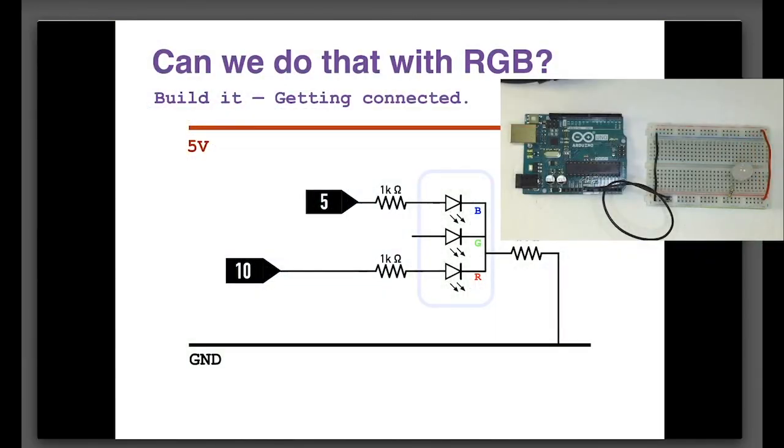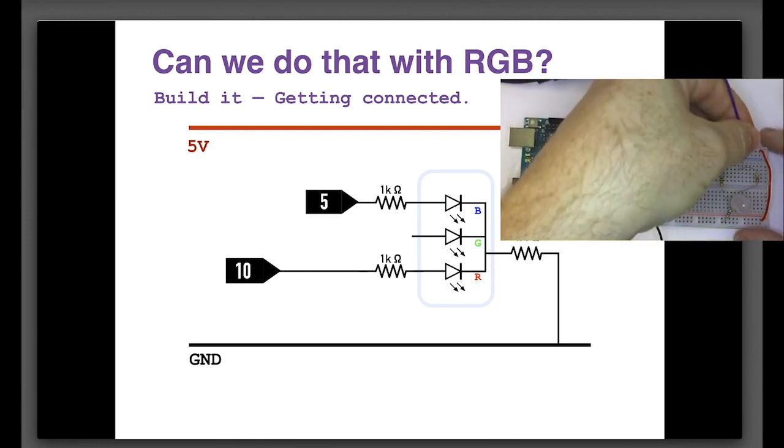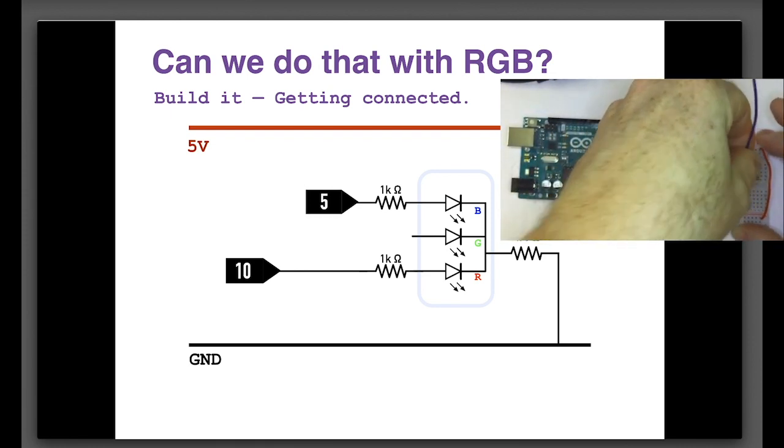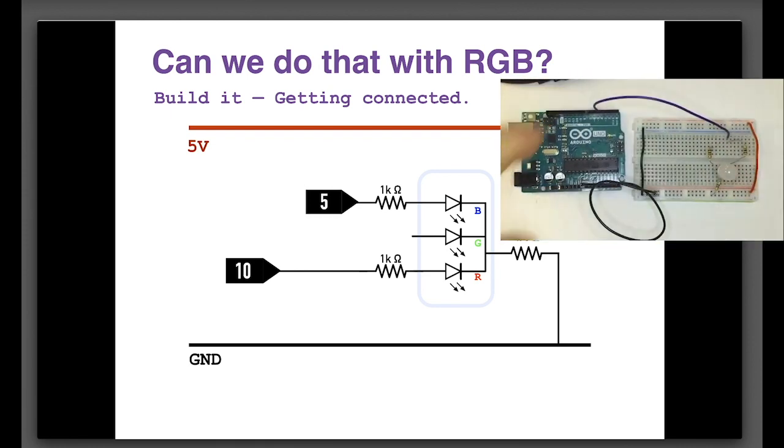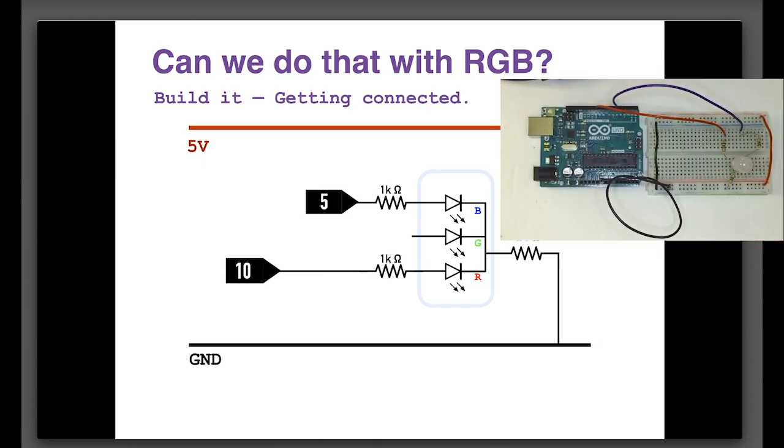And let's go back and look here. We need those 2 1K resistors. The blue connection to pin 5. We need a connection for the red channel to pin 10. And we're ready to go look at code.